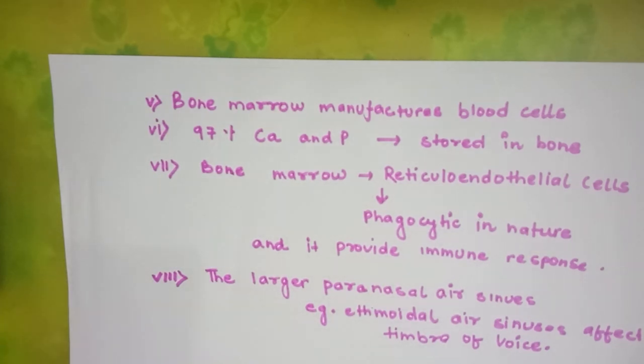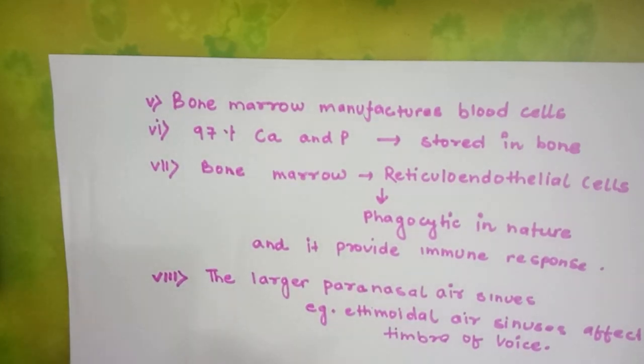The seventh function is bone marrow, where it is found in the bone, has reticuloendothelial cells. What do these reticuloendothelial cells do? These are phagocytic in nature, so they provide the immune response also. Okay, in immunity also this bone is playing a very important part.